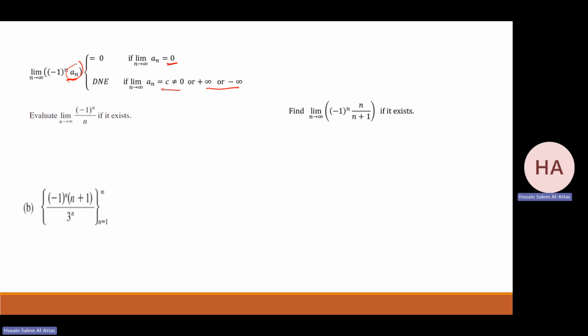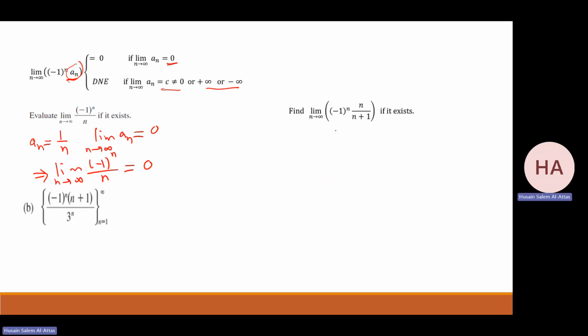So if I have this one, for example, then I take an. An is what? 1 over n. So what is the limit of an as n goes to infinity? This is 0. So the limit of this, still it's minus 1 to the n over n, that will be 1 or minus 1 over infinity. For sure, it will be 0. So the answer is 0.